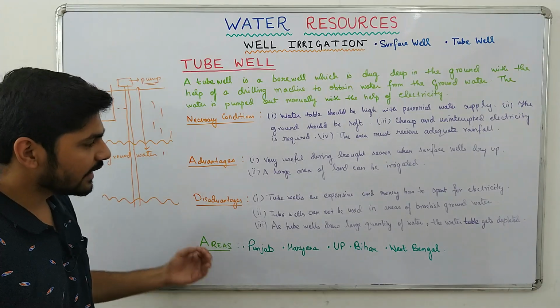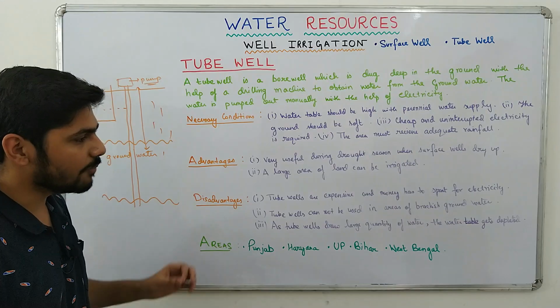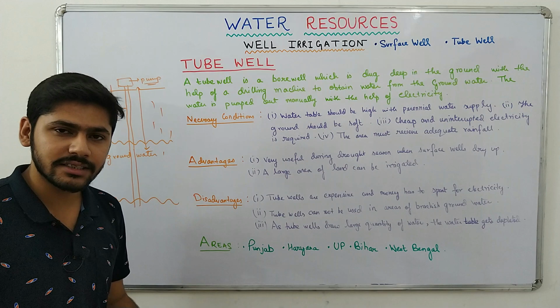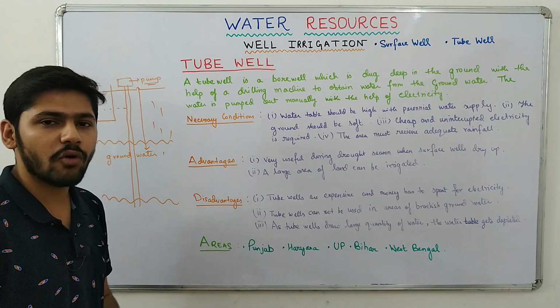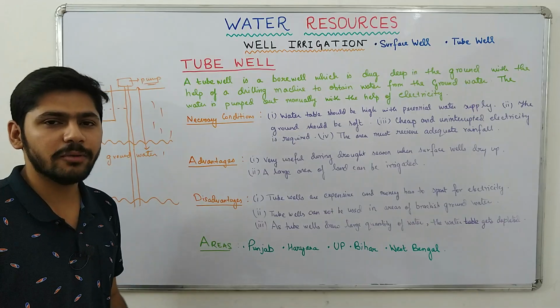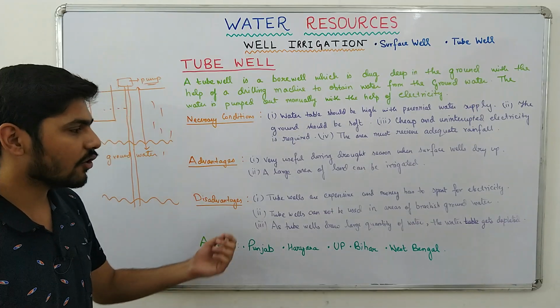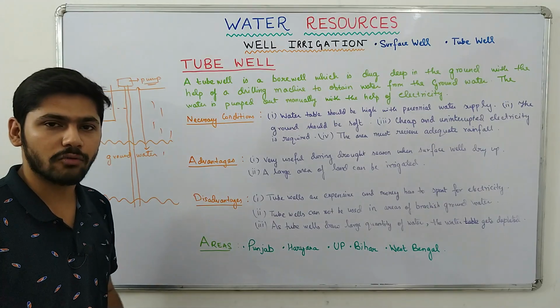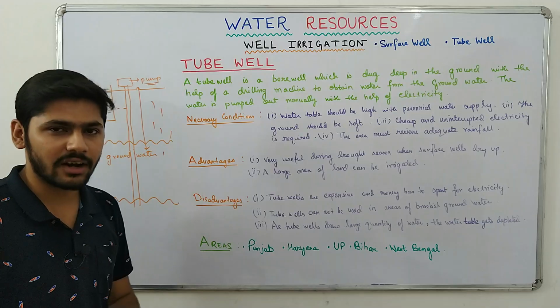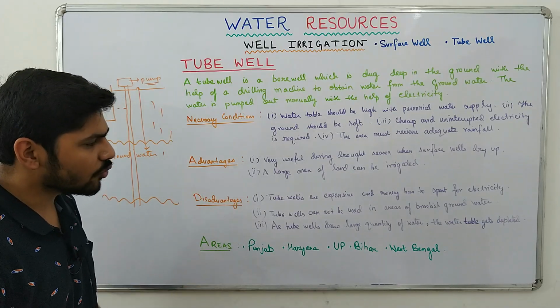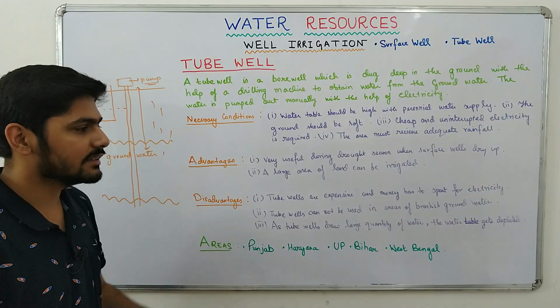Then, tube wells cannot be used in areas of brackish groundwater. As I told you, if the groundwater is brackish, that means salty, then the water will be of no use. It cannot be used for drinking, it cannot be used for agriculture. So, tube wells cannot be used in the area of brackish groundwater, that is salty groundwater. Then, as tube wells draw large quantities of water, the water table gets depleted.